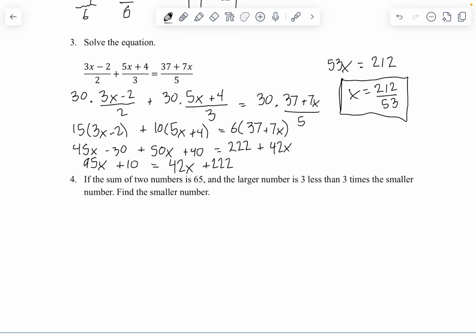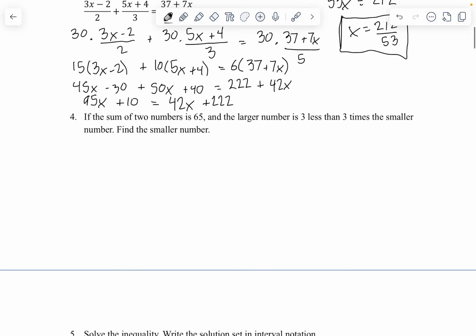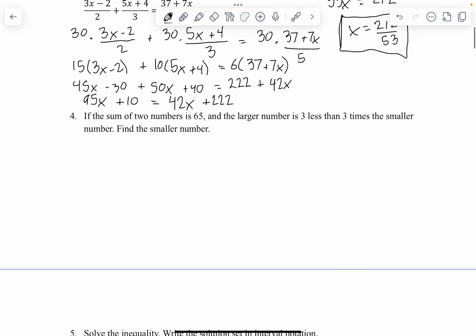Now here to number 4. If the sum of two numbers is 65, and the larger number is 3 less than 3 times the smaller number, find the smaller number. So let's set it up this way. Let's say that x and y represent the two numbers. So we can say x plus y equals 65, right? They add to equal 65.